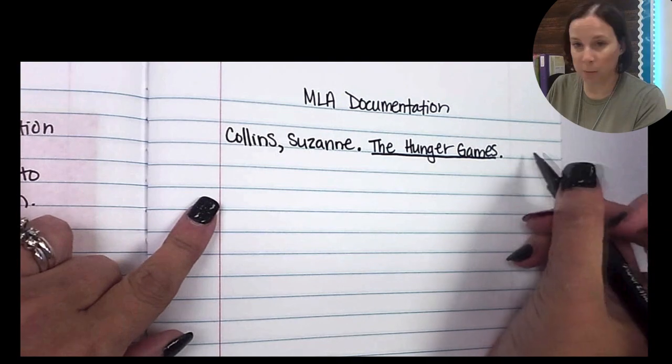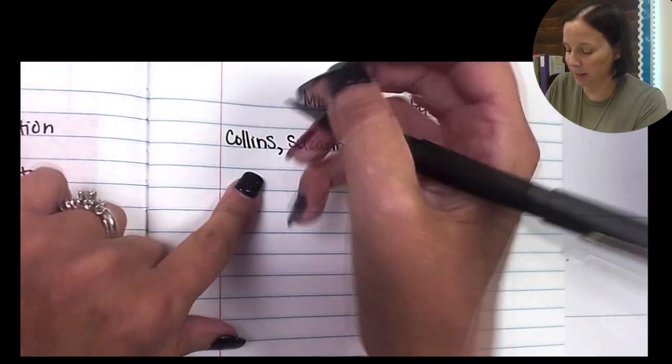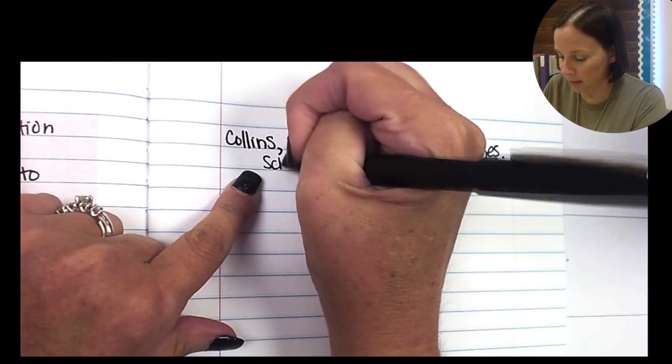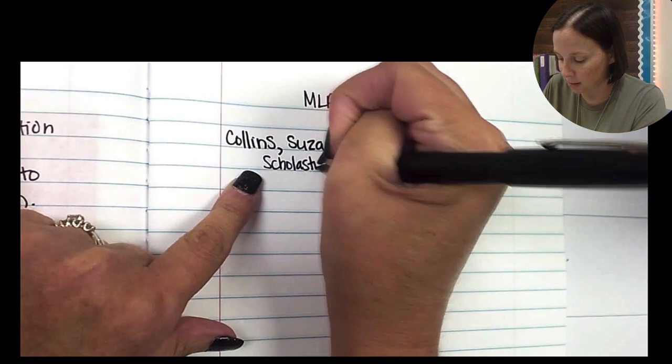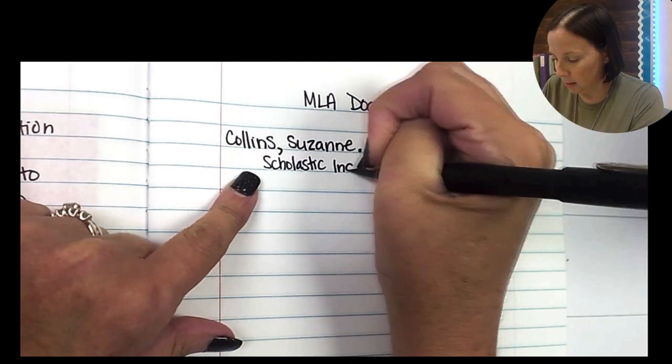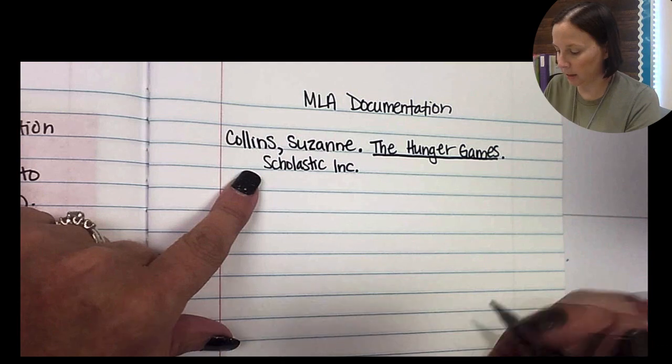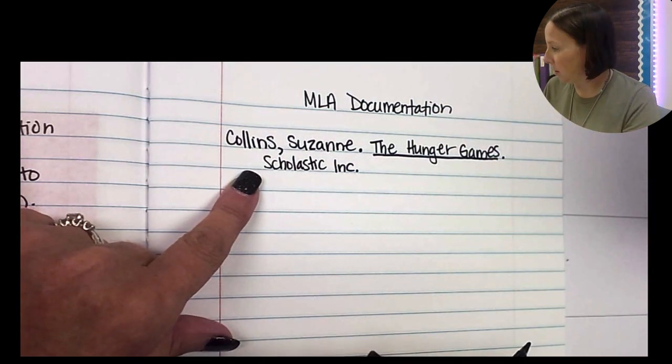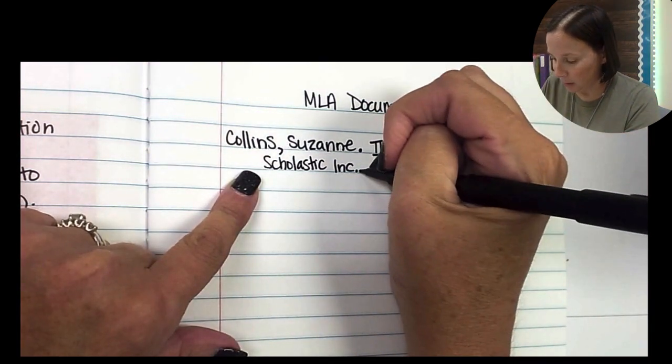Okay, so I'm going to put, now look, I don't have room for Scholastic Inc. over here, so I'm going to come and I'm going to indent. And I'm going to write Scholastic Inc. Now Inc. has a period after it, so I'm going to put that there. And then I'm going to put a comma after that because we put a comma after our publisher.